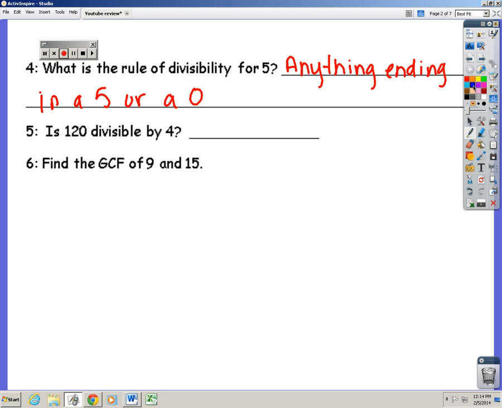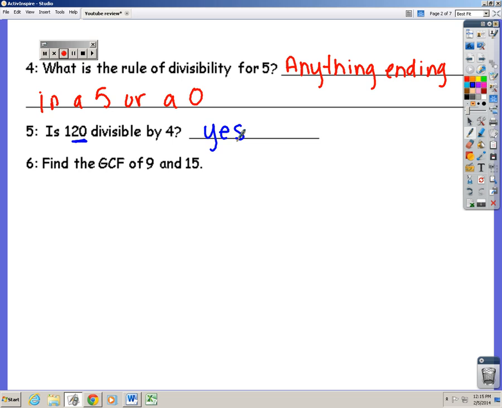The next problem we're going to do is number 5. We're looking to see, is 128 divisible by 4? Our divisibility rule for 4 is to see if the last two numbers is divisible by 4. Our last two numbers in 120 is 20. 20 is divisible by 4, so I would say yes.